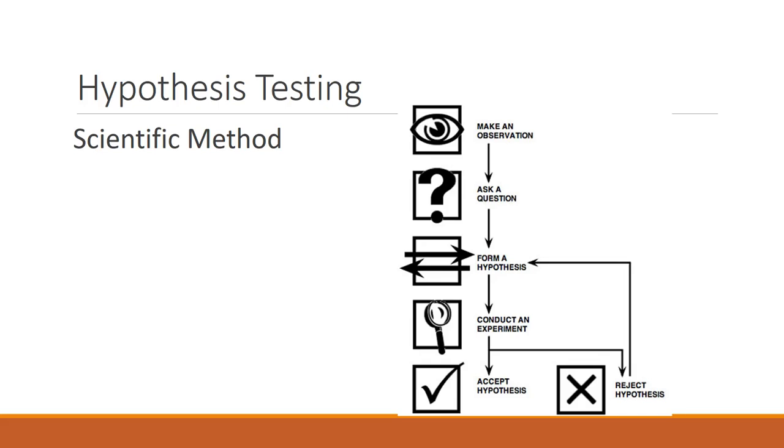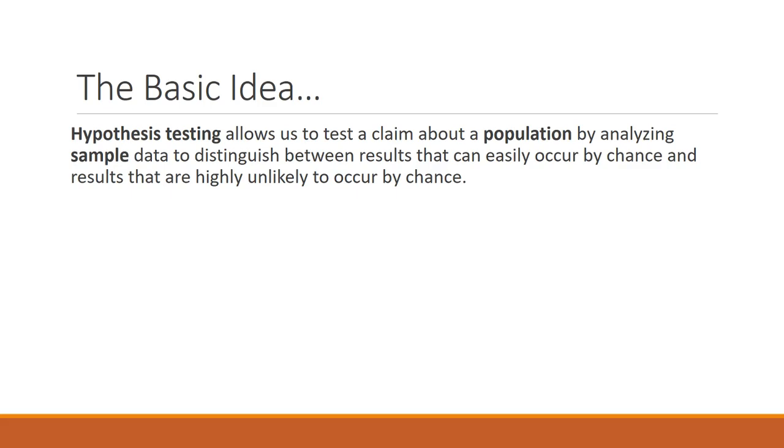Hypothesis testing is basically using statistics to perform the scientific method. In the scientific method, we have some observation, we have some question, and we formulate a hypothesis about what we think is true. And then we conduct an experiment to evaluate that hypothesis. All right? So what we're doing in statistics when we do hypothesis testing is that we are stating a claim about the population.